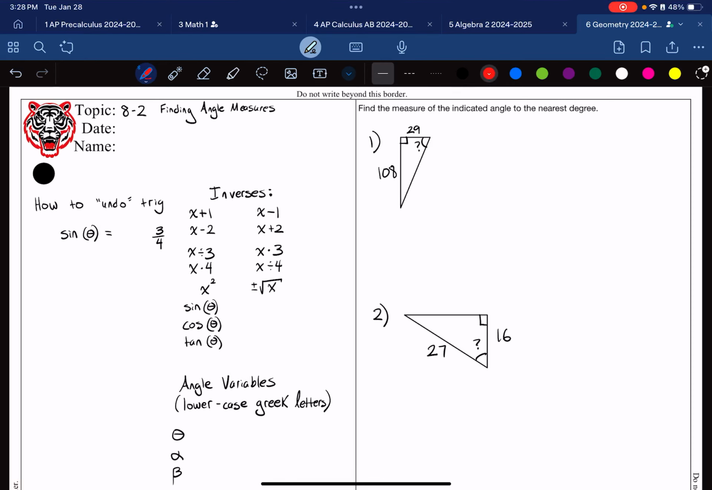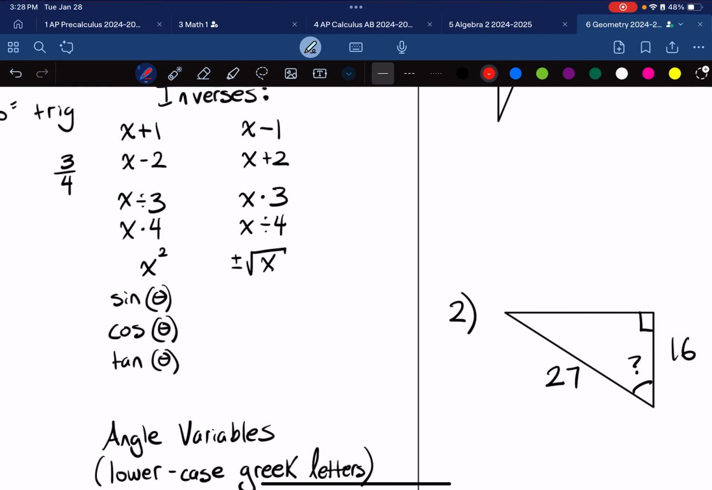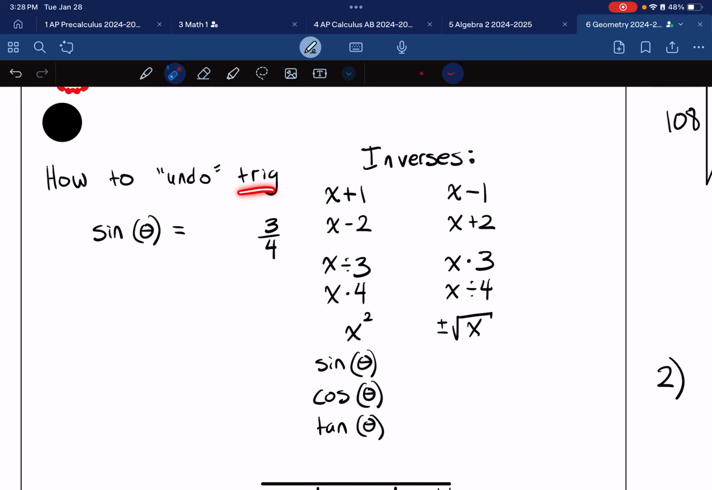This is Geometry Lesson 8-2, Finding Angle Measures. I'm your host, Mr. Sindel. Let's see how to do an inverse. So this is kind of the main thing that I'm looking to do today. How do we undo trigonometry? And trig for short, because we can't say it, right?